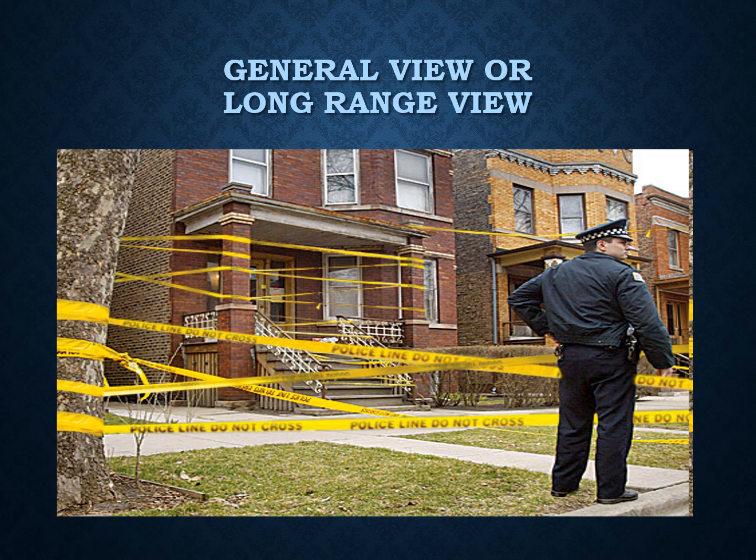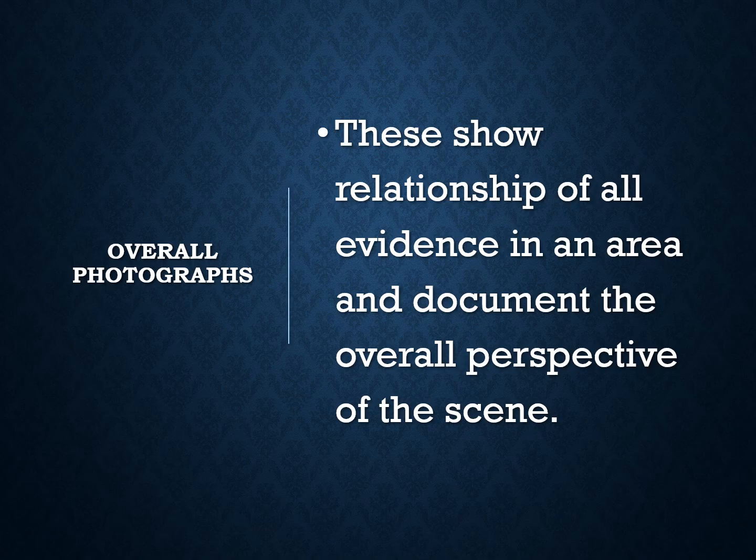In this photograph that you see, it seems something is wrong, there is too much cordoning of the area. Let's not exaggerate in cordoning the area, like this. So, overall photographs show the relationship of all evidence in an area and document the overall perspective of the scene. So when you arrive there, you photograph the building where the crime was committed, the adjacent building, the one across from it, the street, and also the possible entrance of the building and the exit point of the building.